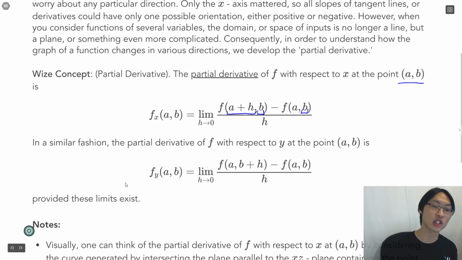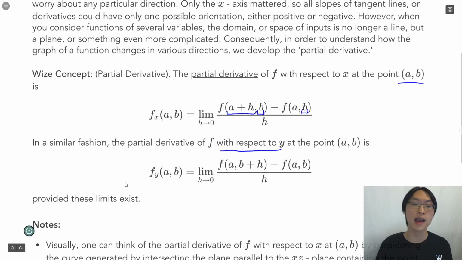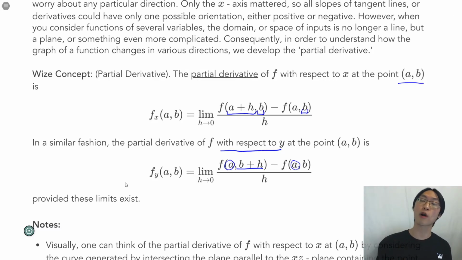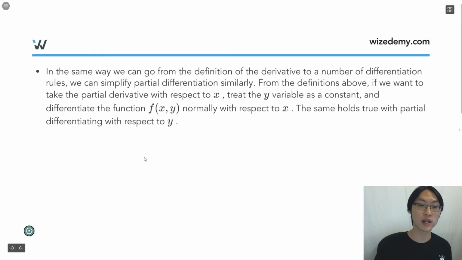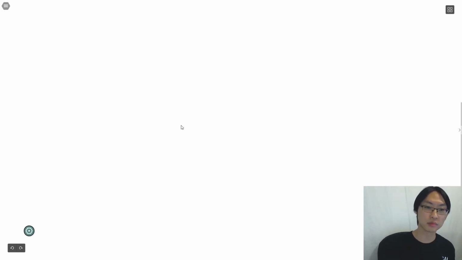In a similar fashion, the partial derivative of f with respect to y at the point (a, b) is going to be this limit here, where the a's, the first components, do not change, but the second component has this h factor instead. And so these will be the partial derivatives, provided these limits exist. So visually, what exactly is happening here?